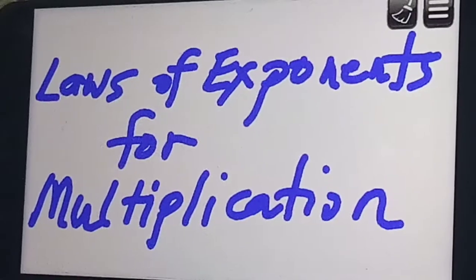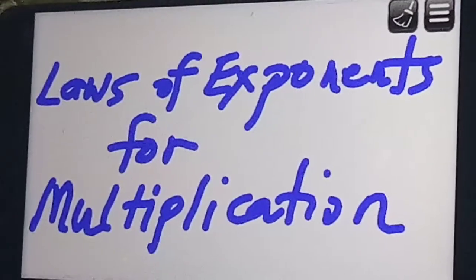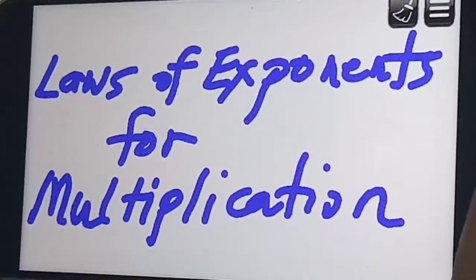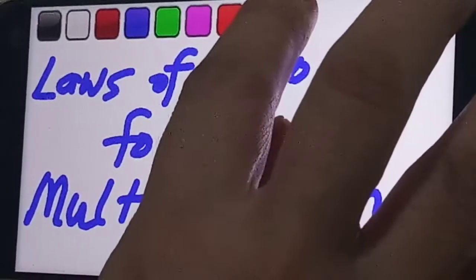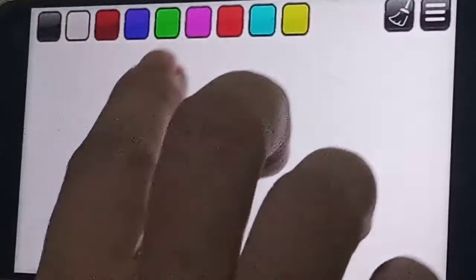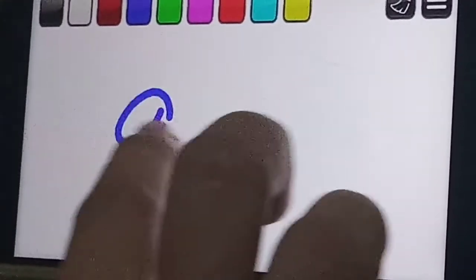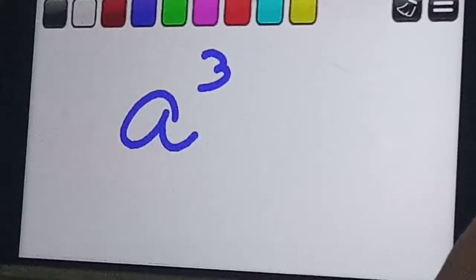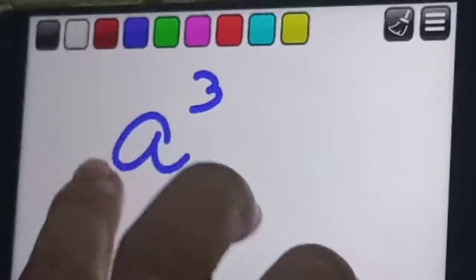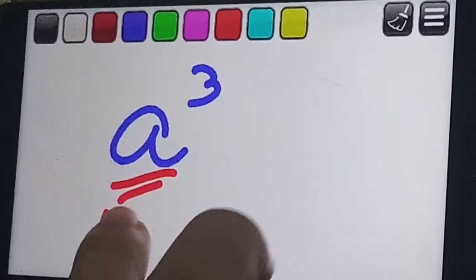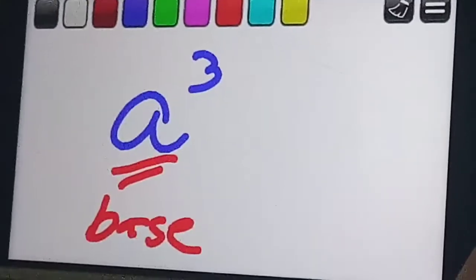Our lesson for today is about laws of exponents for multiplication. Let's discuss exponents. I have here a to the third power. What is your base? Your base is a, and your exponent is 3.